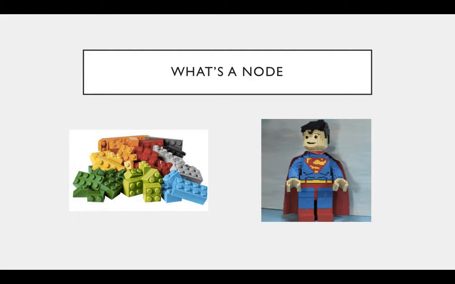I like to think of a node kind of like a Lego piece. An individual Lego piece, like you see on the left-hand side, isn't really that great by itself, but when you put them together, you can create these great structures, in this case the Superman Lego piece made from all those smaller Lego pieces. And so basically a node is a data structure that usually holds one item, so it has some type of value, and it knows about the node that comes after it.